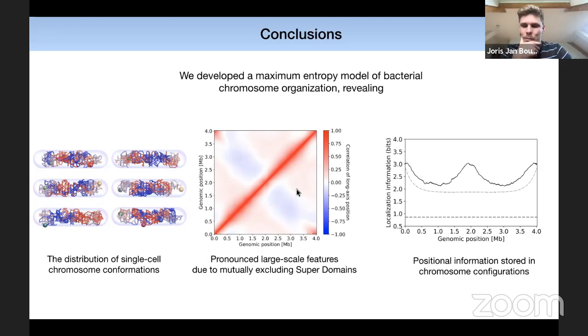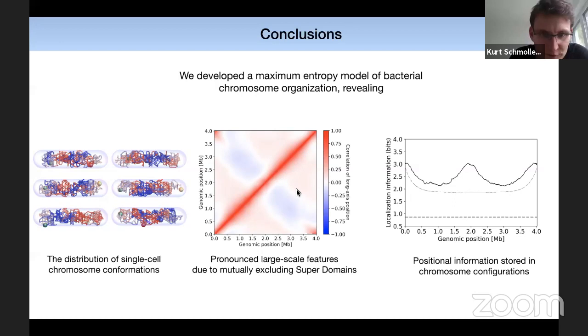where, for example, one mutant where they knocked out SMC, which is a protein that loops around the chromosome to organize it. And we indeed found that looking at these knockouts, we have quite a different pattern of large-scale organization. So basically the correlations become much stronger and the properties of these superdomains also change a bit.